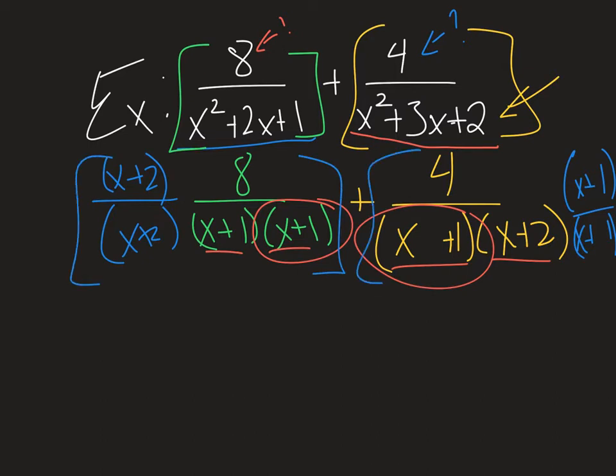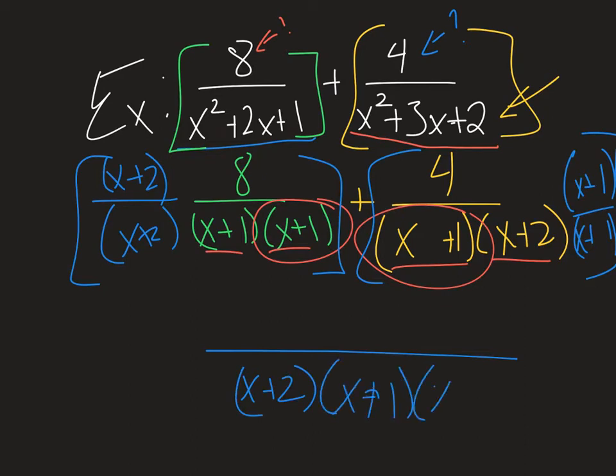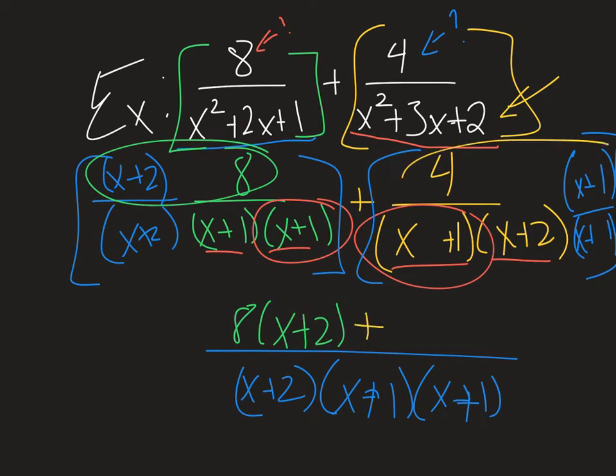Again, it looks like I'm making things more complicated, but what's going to happen here is I can combine my denominators now into x plus 2 times x plus 1 times x plus 1. And if you felt so inclined, you could write the x plus 1 squared. Now, I'm looking at this part, 8 times x plus 2 plus 4 times x plus 1.